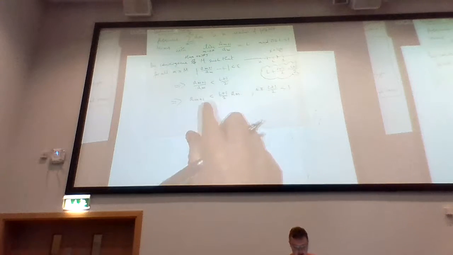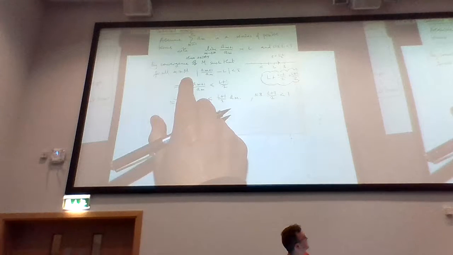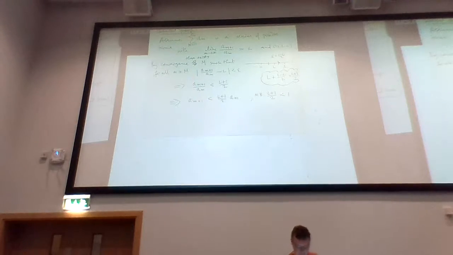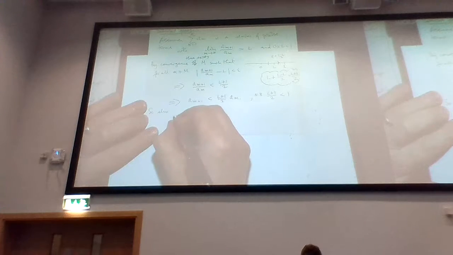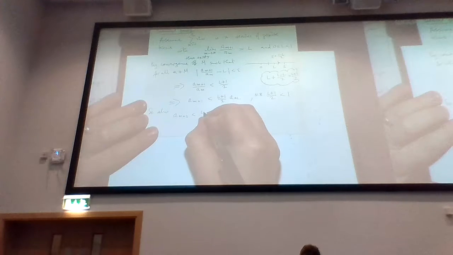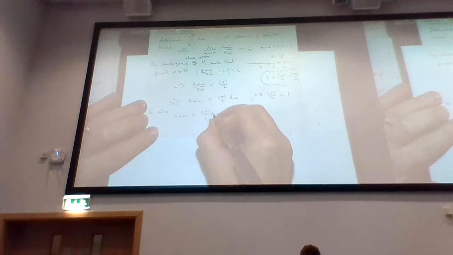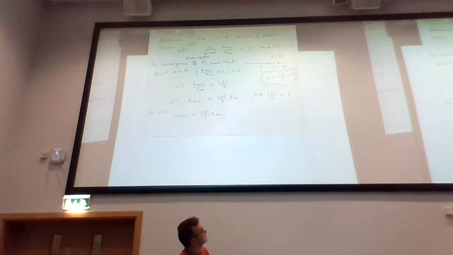This inequality here is true for every little m beyond capital M. So also, I know that a_{m+2} will be strictly less than (L+1)/2 times a_{m+1}. That's just looking at the next value.